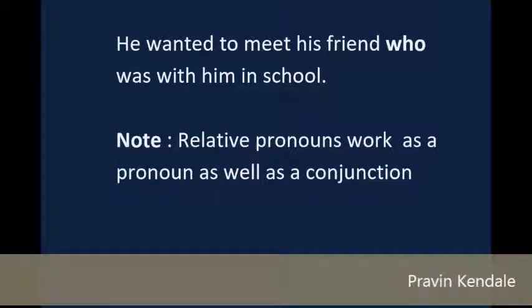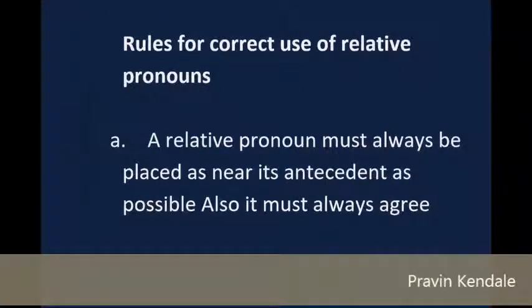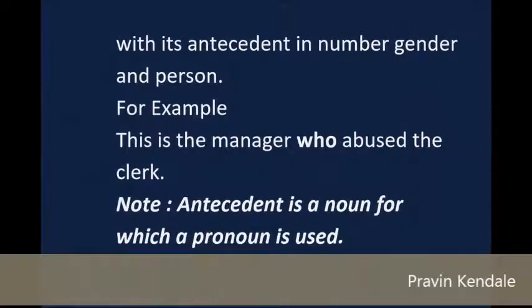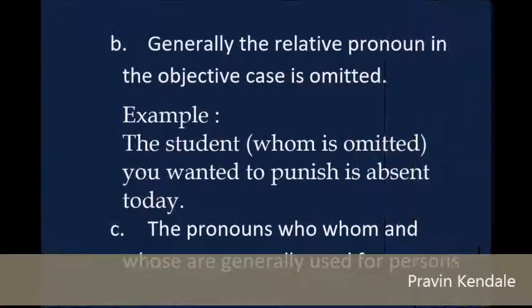Rules for correct use of relative pronouns. A. A relative pronoun must always be placed as near its antecedent as possible. Also, it must always agree with its antecedent in number, gender, and person. For example, this is the manager who abused the clerk. Note: antecedent is a noun for which a pronoun is used. B. Generally the relative pronoun in the objective case is omitted. Example: the student, whom is omitted, you wanted to punish is absent today.